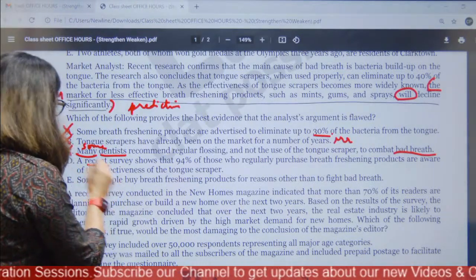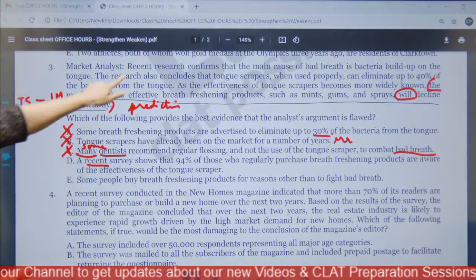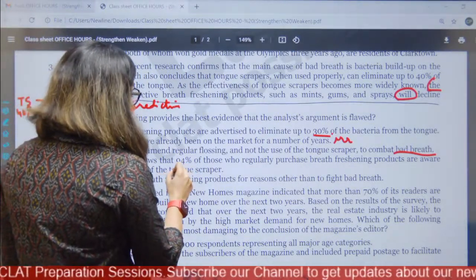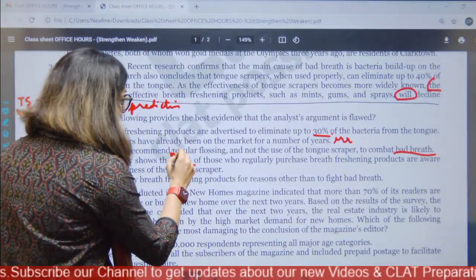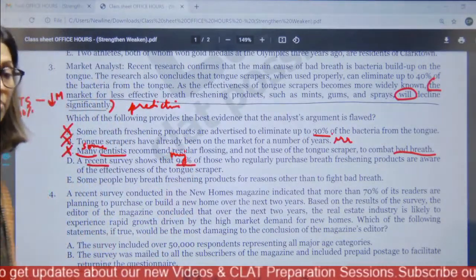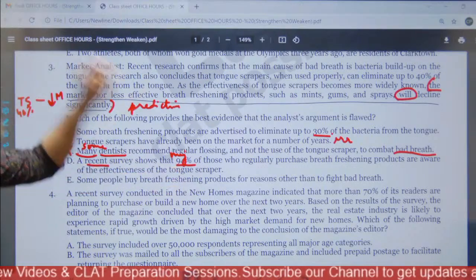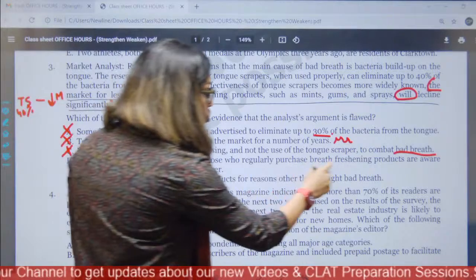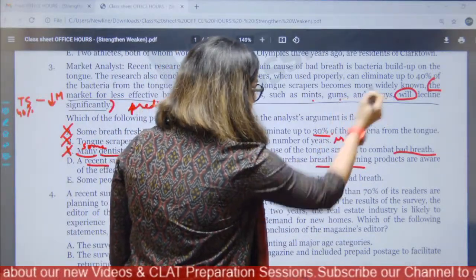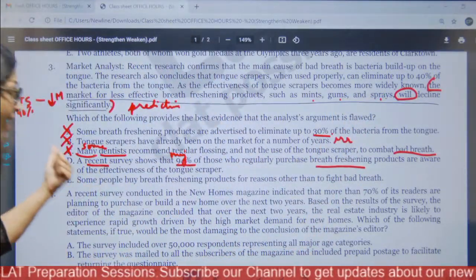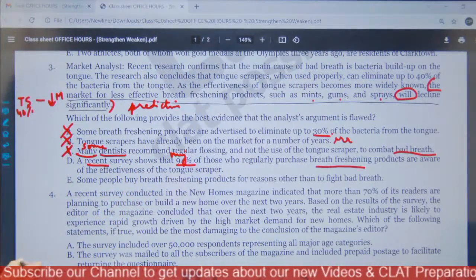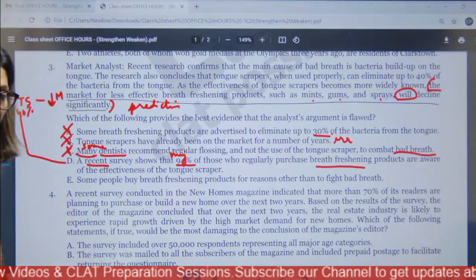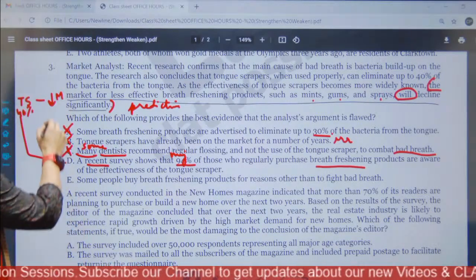A recent, now look at the word recent. Recent means around the same time. A recent survey shows that 94% means majority. Majority. That's a very crucial thing for strengthen and weaken. Most and majority and all and none. 94% of those who buy mints, gums and sprays are already aware of the tongue scraper. That means they know that the tongue scraper is killing 40% bacteria. Still they are buying it.